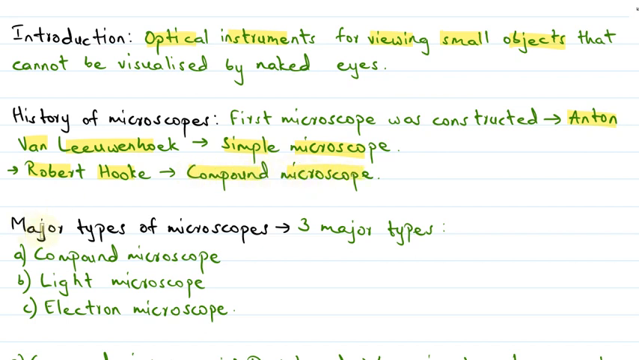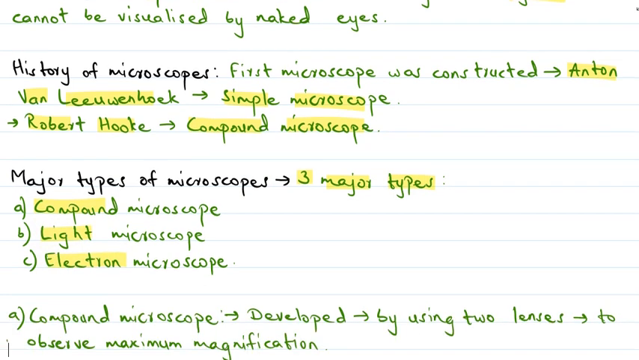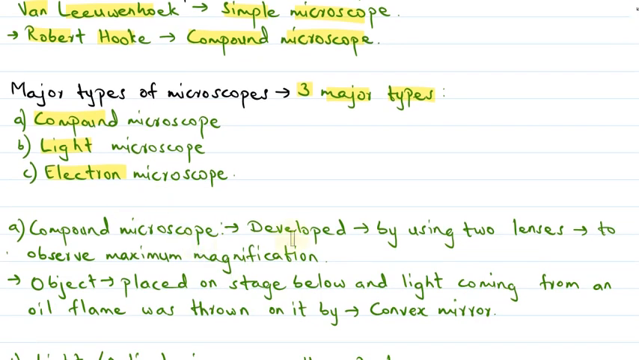Then we talked about the major types of microscopes. So there are three major types of microscopes. One is the compound microscope, then there is light microscope, then there is electron microscope. Okay, so this compound microscope, as we already discussed, was first developed by Robert Hooke by using two lenses so as to observe the maximum magnification. So here what he did was, the object was placed on a stage below, and the light coming from an oil flame was thrown onto this object by a convex mirror so as to obtain maximum magnification.